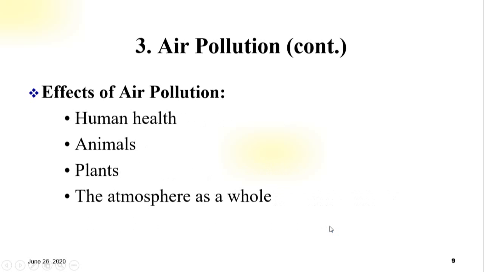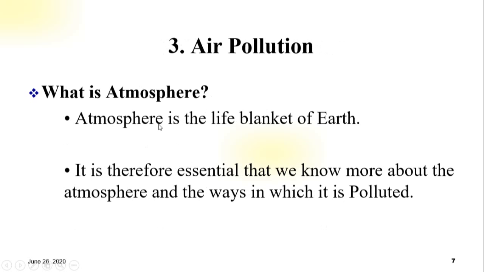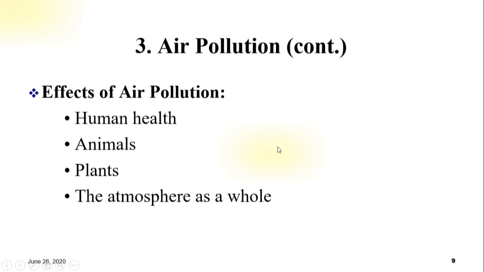Effects of air pollution. There are four. The first, effect on human health, effect on animals, effect on plants, and effect on the atmosphere as a whole. I mean all around the earth, right? Here, atmosphere is a light blanket on the earth, a light cover on this earth. So effects of air pollution affect all people's health, animals, plants, and the atmosphere as a whole, all over the earth.